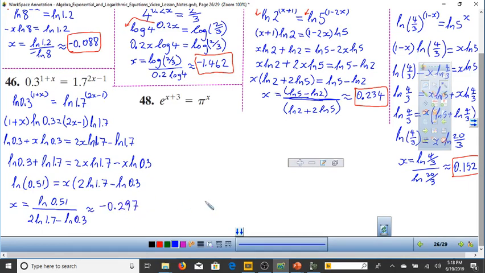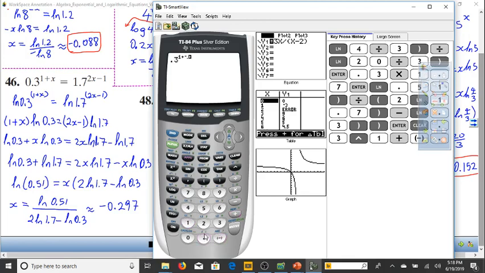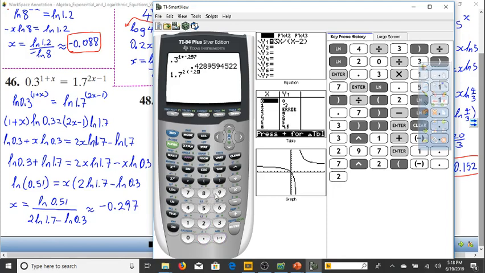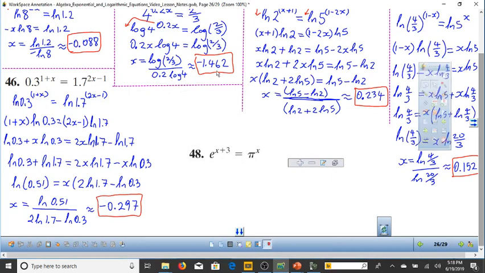And of course, we check using the calculator again. So let's clear this out and check our answers. 0.3 to the power 1 plus negative 0.297. And then 1.7 to the power 2 times negative 0.297 minus 1. And both answers work out to be approximately the same. We've rounded, so they're not going to be exactly the same. So that indicates that we did the right process and we are correct to the correct precision.